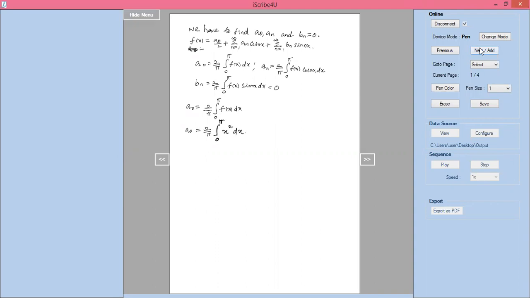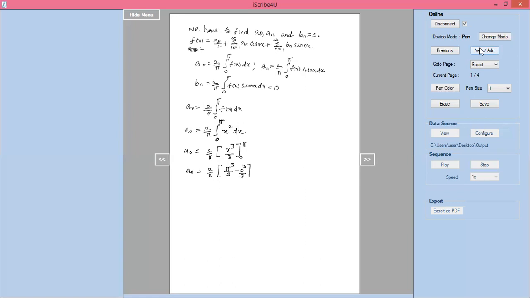dx. Now if you integrate this, a naught equals 2 by pi into the integration of x square, which should be x cubed by 3, with limits 0 to pi. Now if you simplify this, I will put pi cube by 3 minus 0 cube by 3.